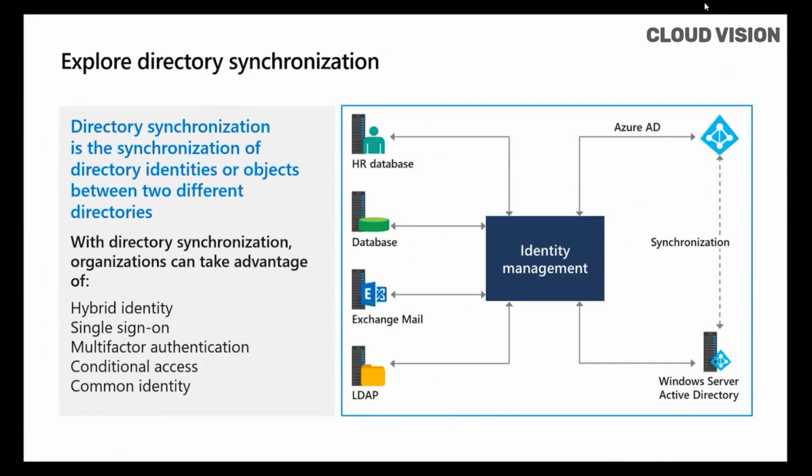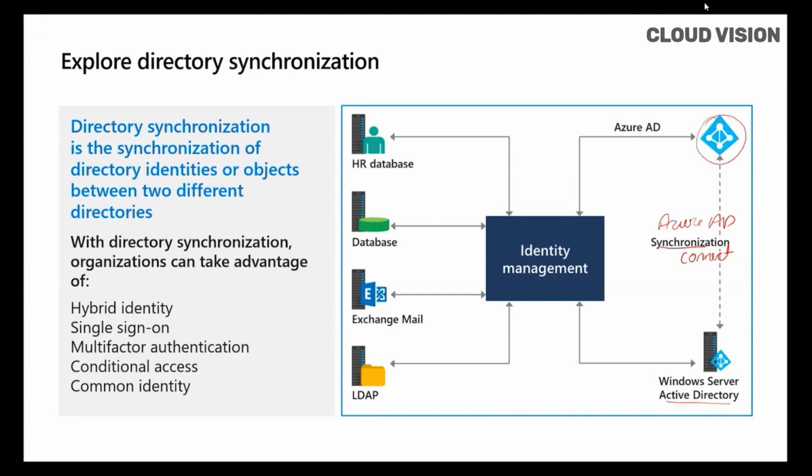Right. So as we talked about, directory synchronization is nothing but synchronization of directory identities or objects between two different directories. Over here we have your on-premise Active Directory, and over here we have your Azure Active Directory. Then we talked about how we install a tool called Azure AD Connect in between that will help us achieve this synchronization.